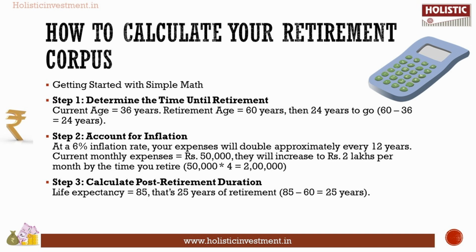Step 1. Determine the time until retirement. Calculate the difference between your current age and your planned retirement age. For example, if you are currently 36 and plan to retire at 60, that's 24 years to go. 60 minus 36 is 24 years.